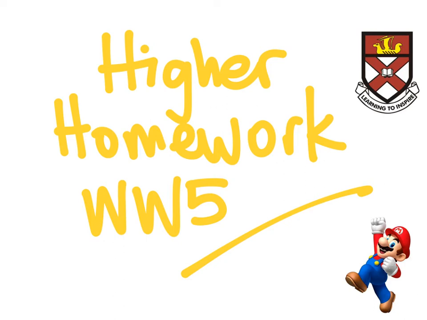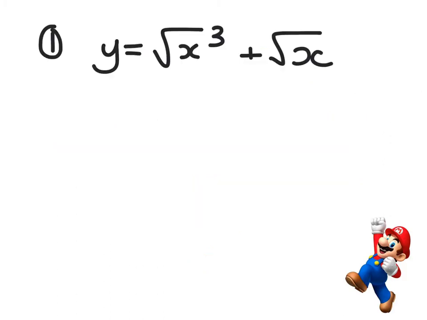Okay, here we go, some pointers for homework sheet WW5. First question, find the gradient at the point 4, 10. So it's asking for a gradient. It's not about straight lines, so that means we're going to have to differentiate.